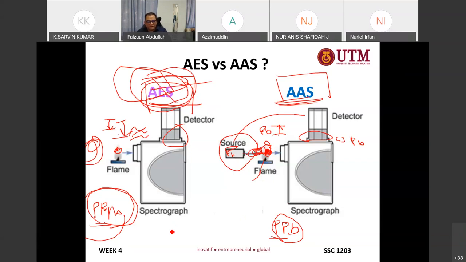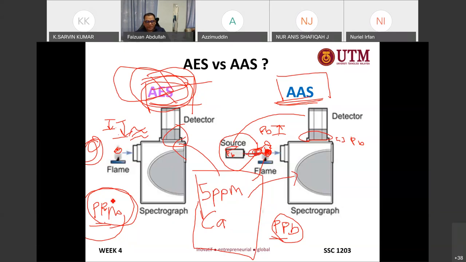If we have a concentration with a large value, for example, 5 ppm of calcium, I can detect this using AES. No need to use AAS. But if I don't have AES, and I only have AAS, and the detection limit for calcium for AAS is only up to 1 ppm, what am I going to do with my sample that has 5 ppm of calcium, if I want to read it using AAS?